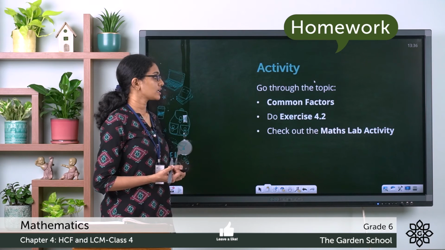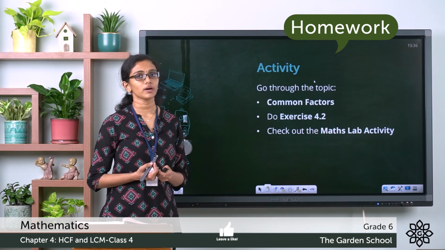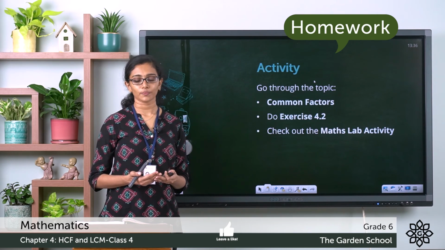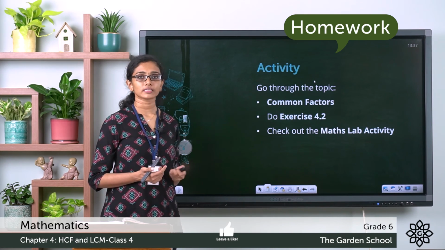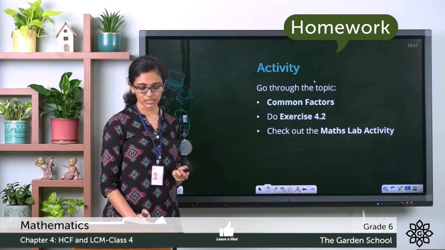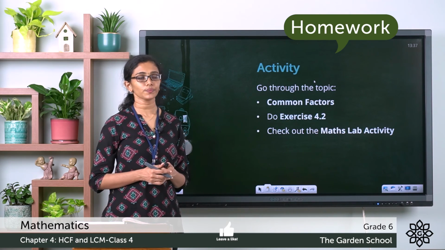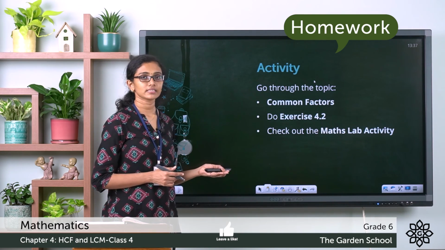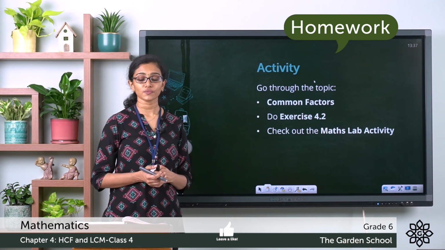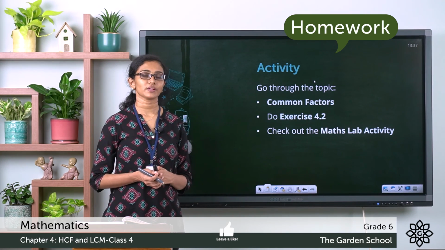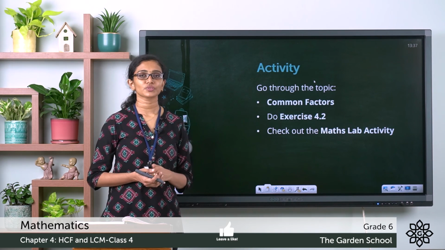So today let's do an exercise as a homework. First you have to go through the topic common factors. Then you have to move on to exercise 4.2, which is given in page number 52. Once you are done with that exercise, you have to check out the Maths Lab activity given through pages 52 and 53 as well.